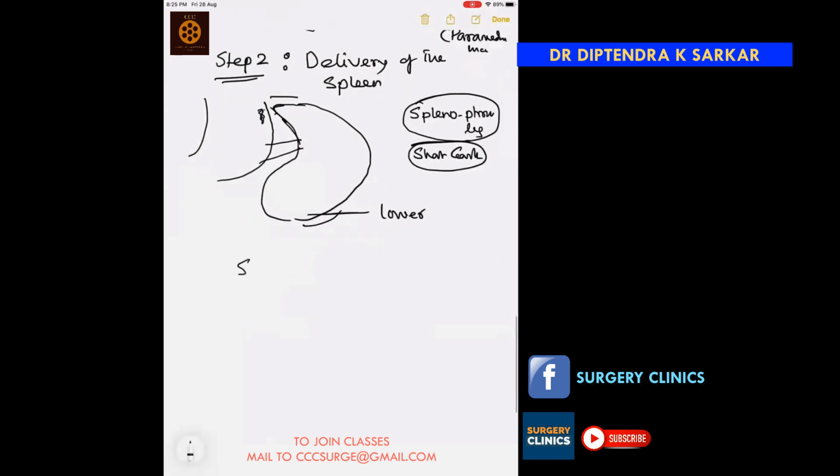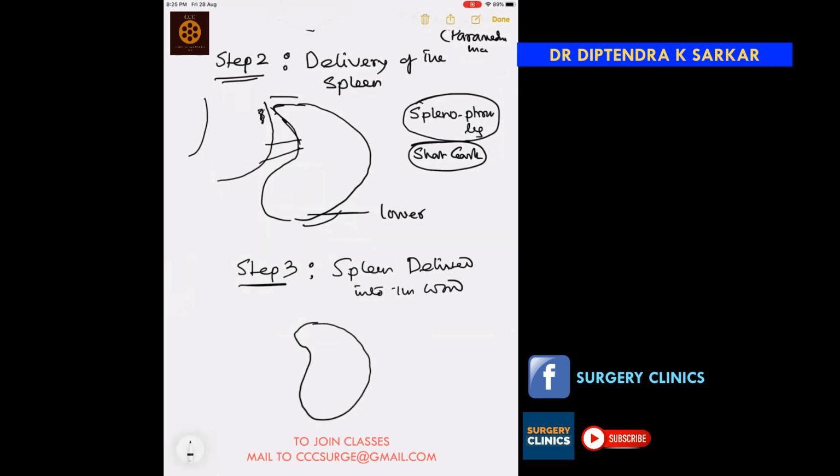So step 3 is spleen delivered into the wound. So what happens is that the spleen is out of the abdomen, and the spleen is at present hanging with the short gastric vessels, and behind, of course, with the splenic artery and the vein, and it is attached medially with the kidney by the lienorenal ligament.